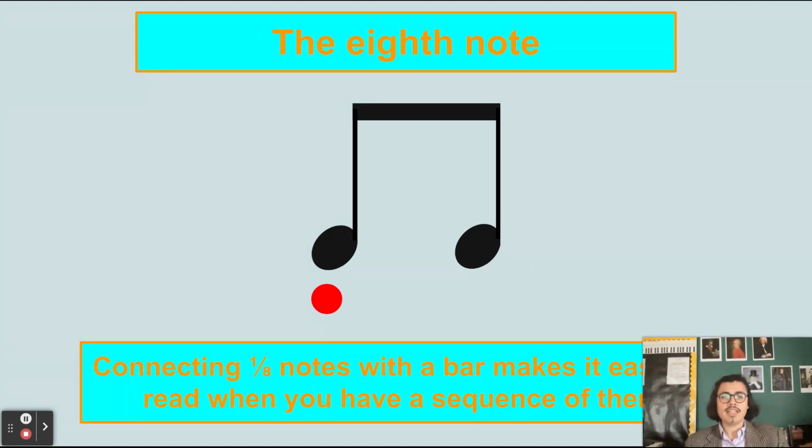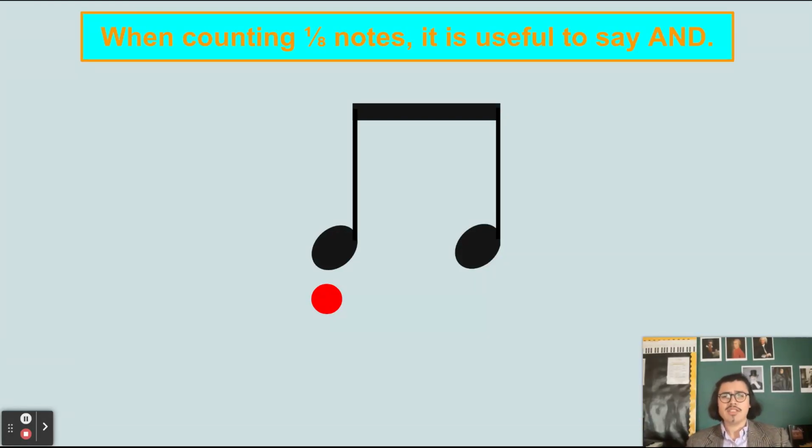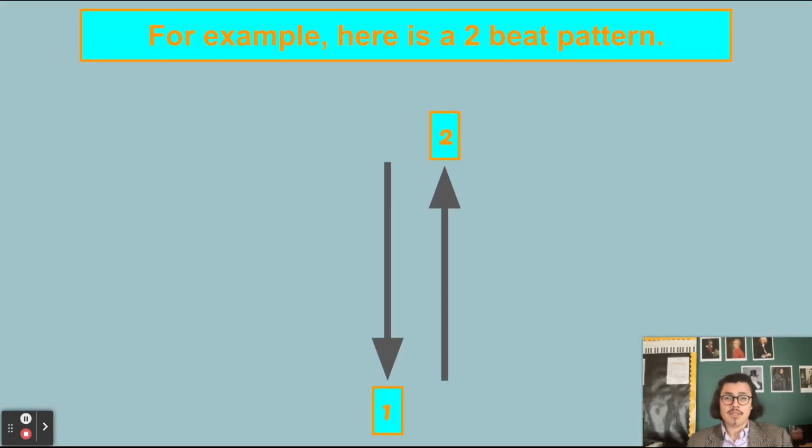However, connecting eighth notes with a bar makes it easier to read when you have a sequence of them. So if you have, let's say, four of these, it'll be easier to read four notes that are connected rather than having to read four individual notes and having to count them that way. It's a little bit easier on the eye. When counting eighth notes, it is useful to say "and." So let me tell you what I mean by that.